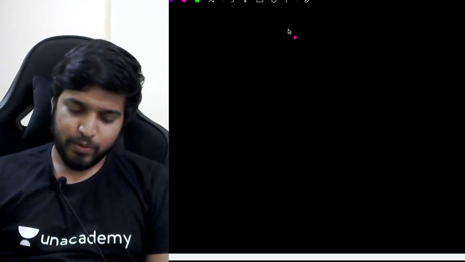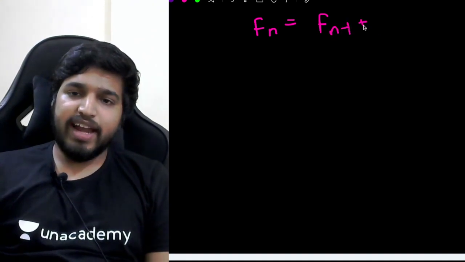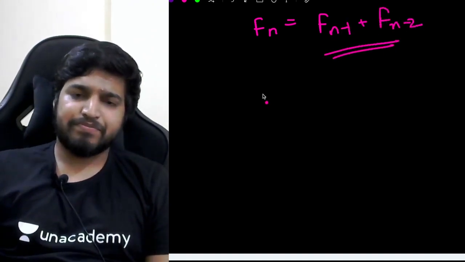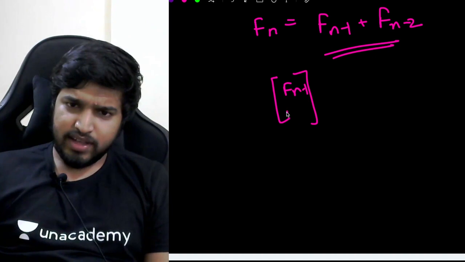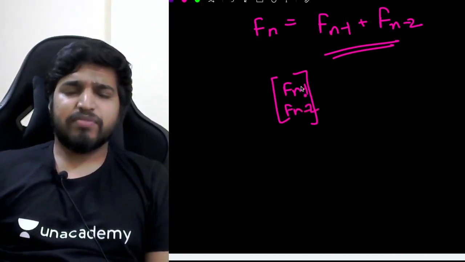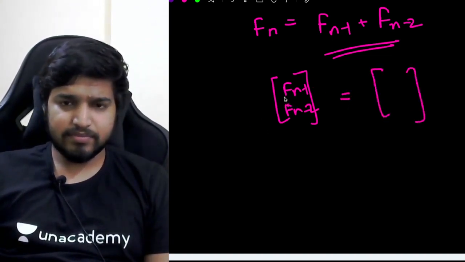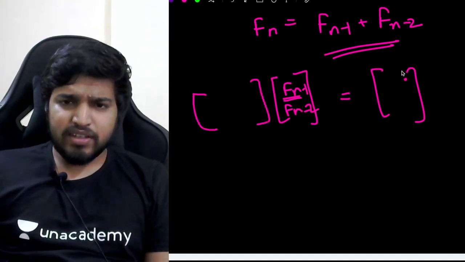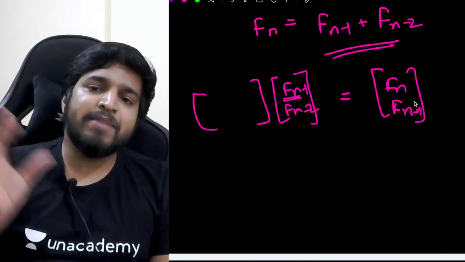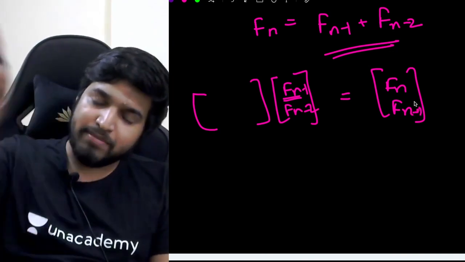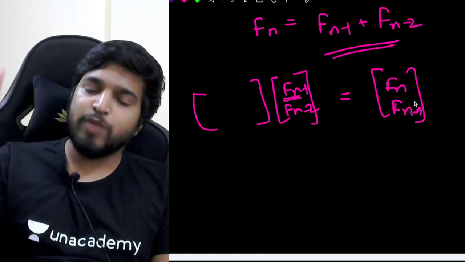So, what are we doing here? To calculate Fn, we need Fn minus 1 and Fn minus 2. Let's write them here: Fn minus 1, Fn minus 2. We need these both to calculate what Fn is. Now, we need to get Fn here somehow, and we need to get Fn minus 1 here somehow, so that we can use it to calculate Fn plus 1. Similarly, we can calculate Fn plus 2 by applying this matrix again and again. You can get more Fibonacci numbers quickly.